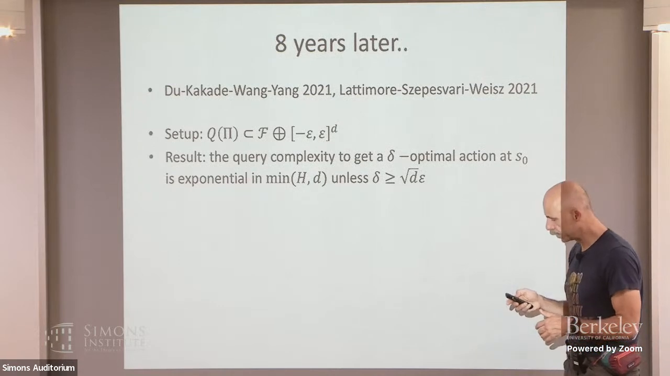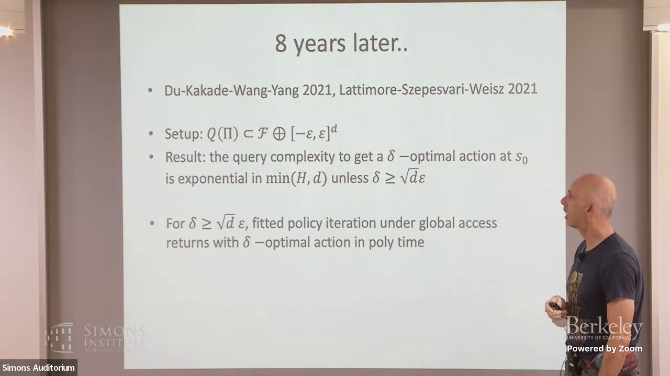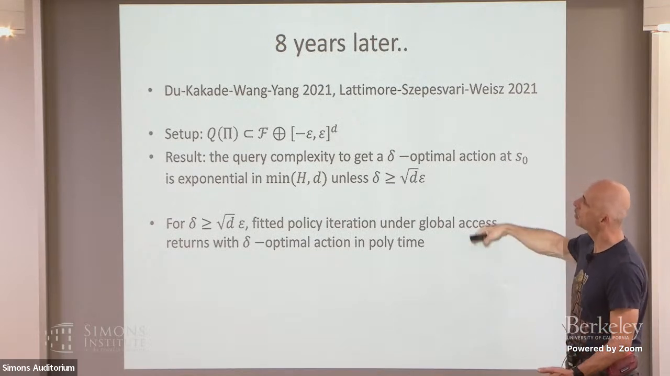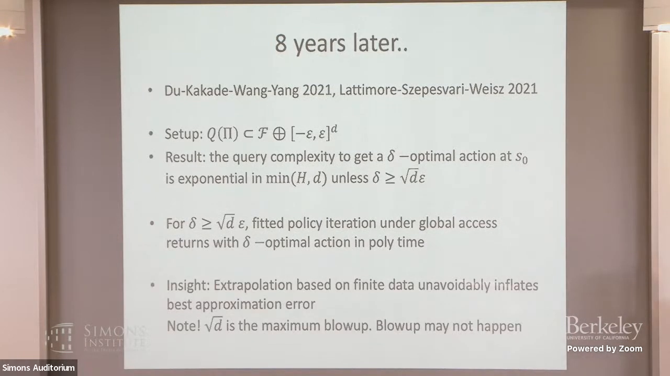All right, so this was very kind of innovative at the time. And you can pair this with a positive result that says that, okay, if your target accuracy is exceeding this critical threshold, then polynomial computation is available, and that's what we were doing in our paper. Because you want to have both sides. And so what's the insight here?